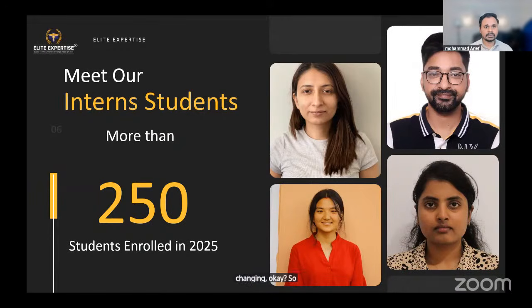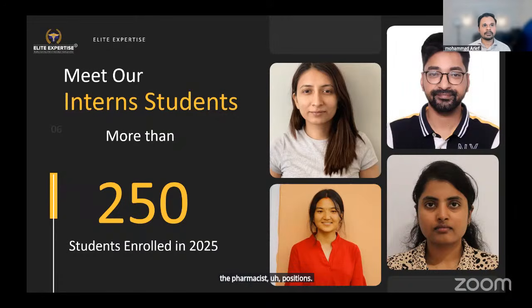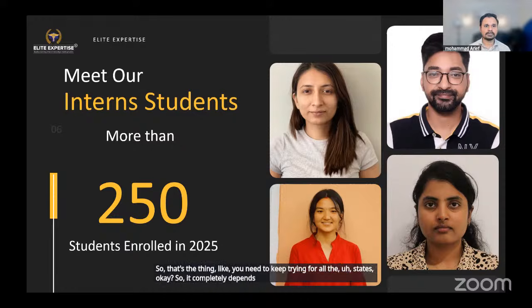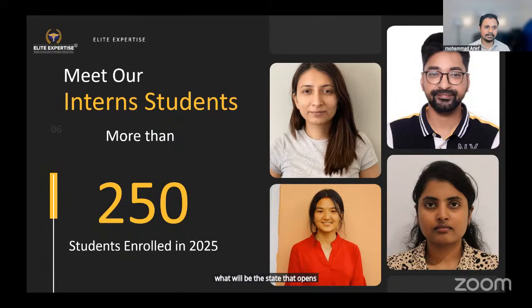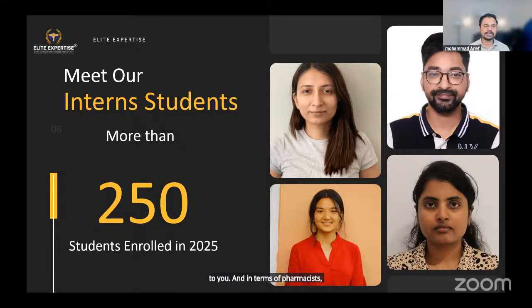There is no particular state where we can keep looking out for pharmacist positions. You need to keep trying for all the states. It completely depends on which state opens for invitations, and that state will give the opportunity to you. And in terms of pharmacist, which state would be the best? All the states are the same.